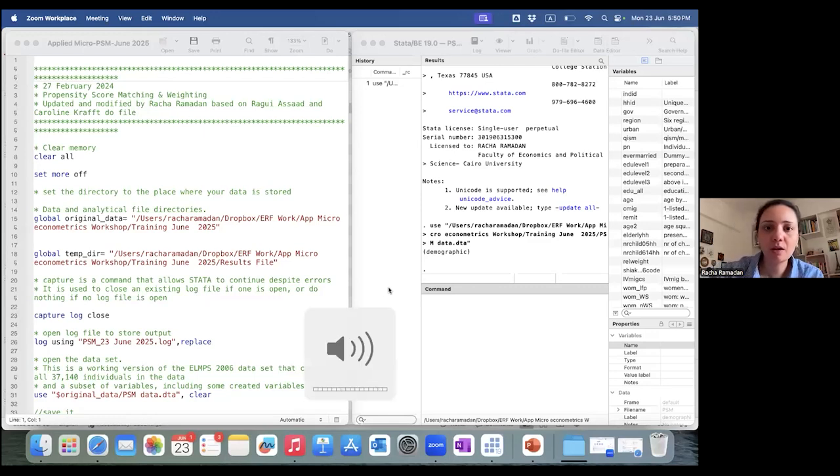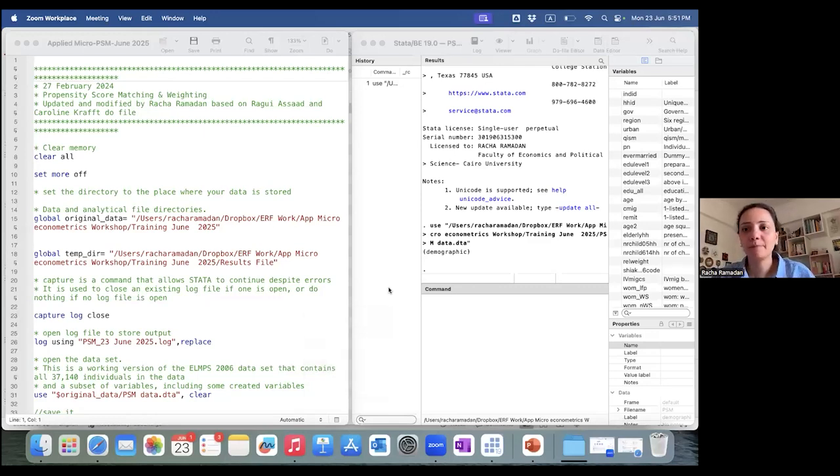Okay. Welcome back. So now we'll start the application of what we saw so far theoretically on STATA.